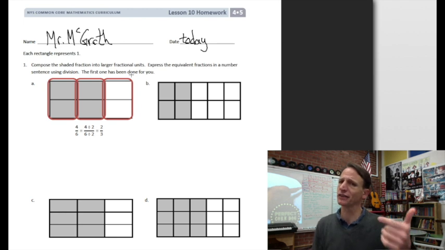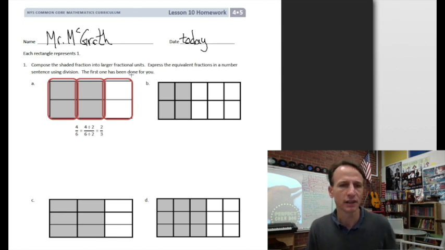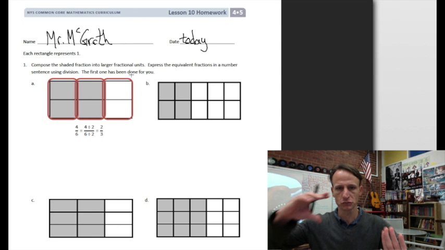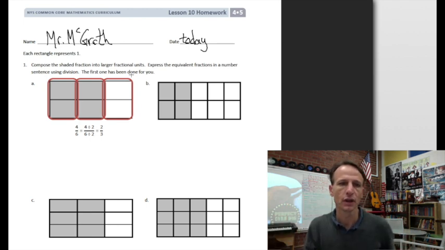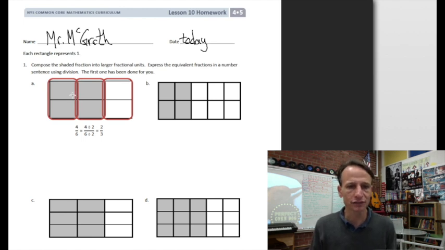This will look an awful lot like lesson 9. Watch. Each rectangle represents one whole, and we are to compose the shaded fraction into larger fractional units and express the equivalent fractions in a number sentence using division. First one's been done for us, and so we see we started off with 1, 2, 3, 4 out of 5, 6. Okay, so 4/6. So that is what we're given to start with here.